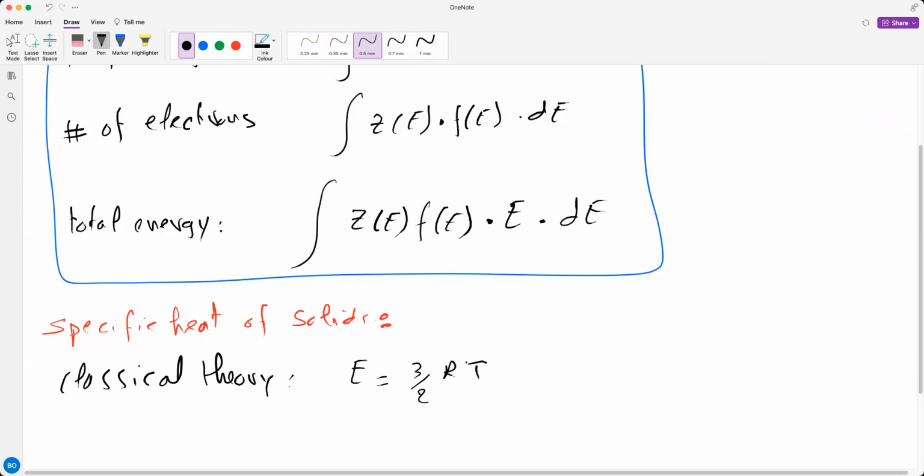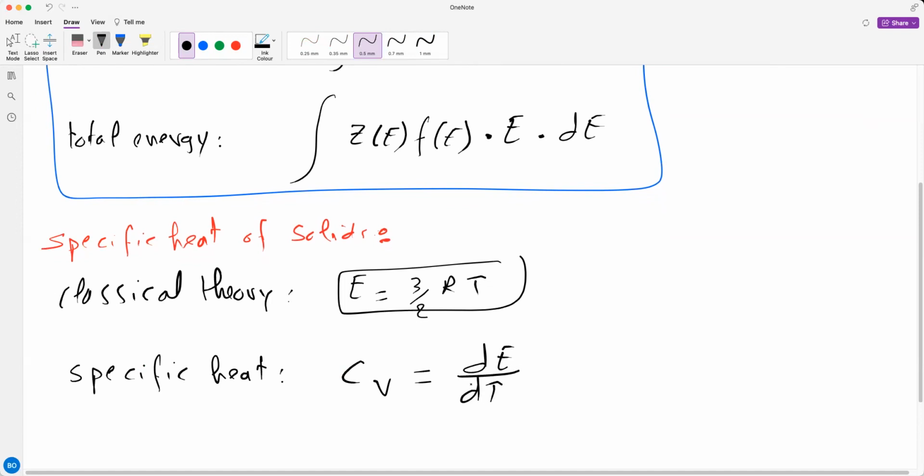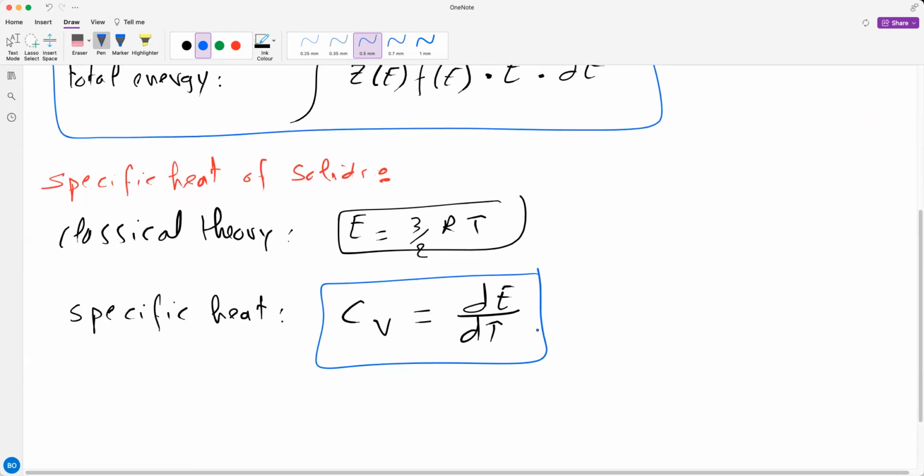Now, what is the specific heat? This is the total energy of the system. How do we define specific heat? Specific heat is just the derivative, the rate of change of the energy. This is the definition of the specific heat. The classical theory gives us that the energy of the system is 3/2 RT. This we got from the classical Boltzmann distribution.